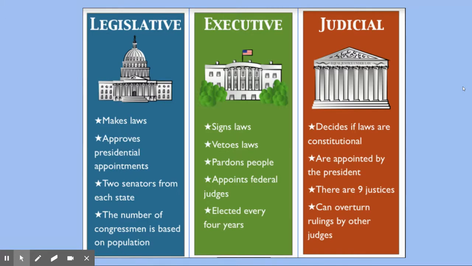Now, he or she is supposed to report on basically the state of our nation under what's known as the State of the Union Address.